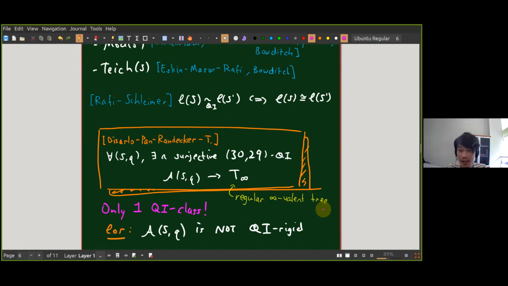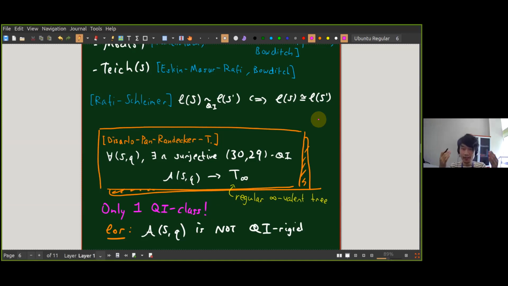So our main theorem is that for any translation surface, if you look at the corresponding saddle connection graph, there's an explicit quasi-isometry to the regular infinite valent tree. They are all quasi-isometric to one another, and there are explicit constants here as well. We actually construct an explicit quasi-isometry from any saddle connection graph to this tree. So in this case, there's only one QI class, which is completely different from isomorphism classes. We have uncountably many isomorphism classes, but only one QI class, whereas for the curve graph, the QI classes and the isomorphism classes were actually the same.